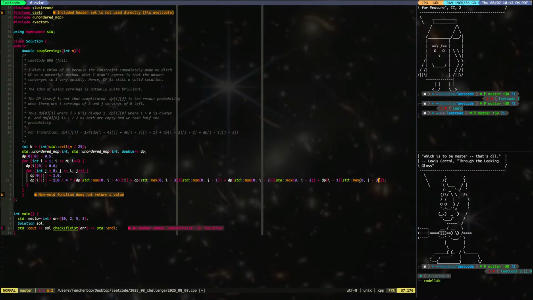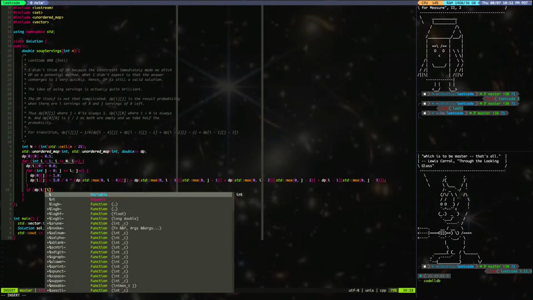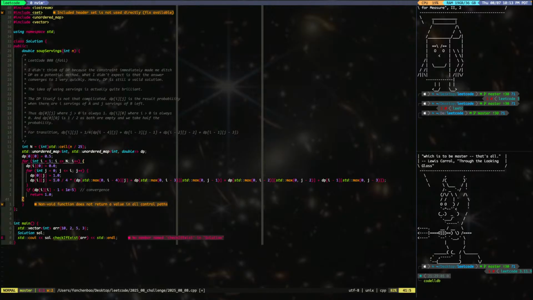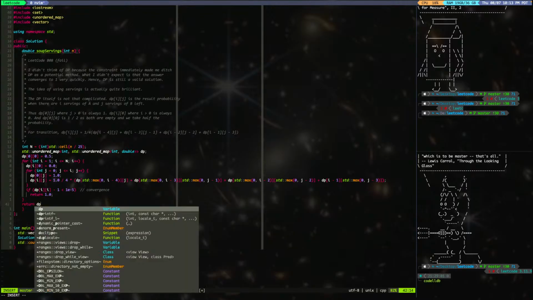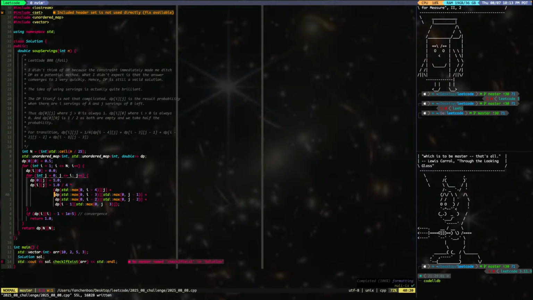Right, we do that. And then once it's done, yes, we say if dp[i][i] minus 1 is smaller than 1e negative 5, then we'll return 1.0, right? So this is convergence. Otherwise, we'll finish everything and I'll return dp n. Okay, something like that.